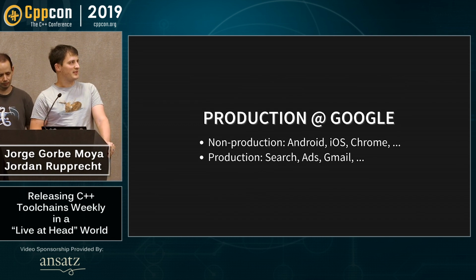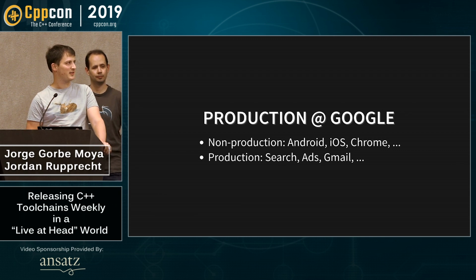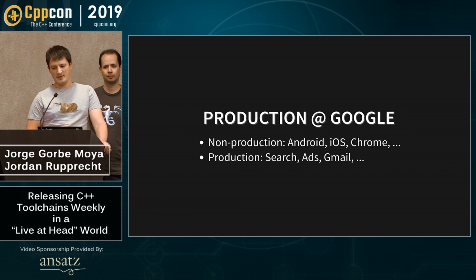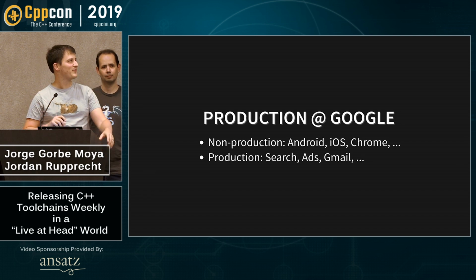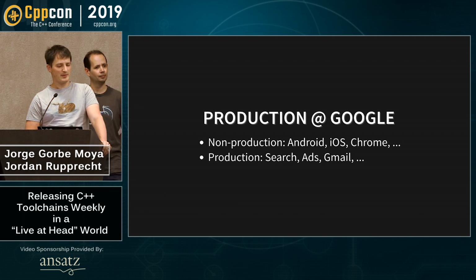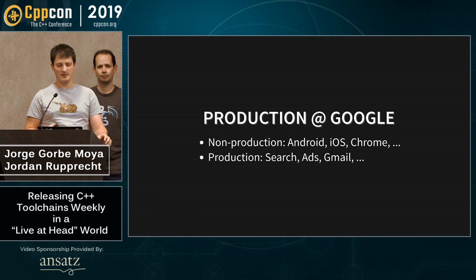And the word production, it's a little odd actually. We have a bunch of teams at Google that all have their own requirements, like Android, iOS, and Chrome developers. They all care about different platforms and they want to build their binaries in different modes. So they actually have their own toolchains that we call non-production, which is weird because they're totally production quality. They're great toolchains. But when we talk about production, we're speaking of the classic well-known Google products like Search, Ads, and Gmail. These are the bulk of the jobs that run in the data center.